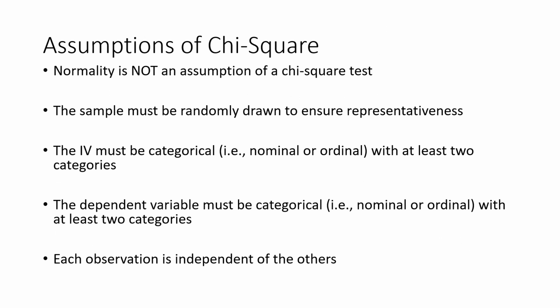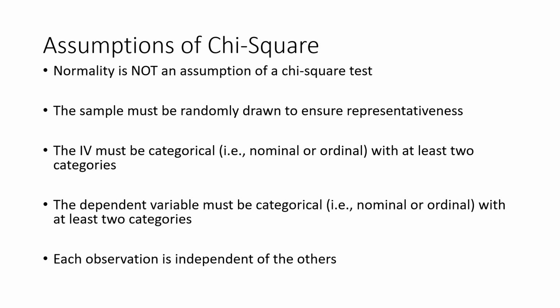Okay, every statistical test has a set of assumptions that we should seek to meet before we carry it out. These are some of the assumptions associated with the chi-square test. First of all, as I've said earlier, normality or a normal distribution is not an assumption of the chi-square test. The chi-square test is a non-parametric test, not a parametric test. Therefore, the concept of the bell curve of the normal distribution is irrelevant in the context of a chi-square test.